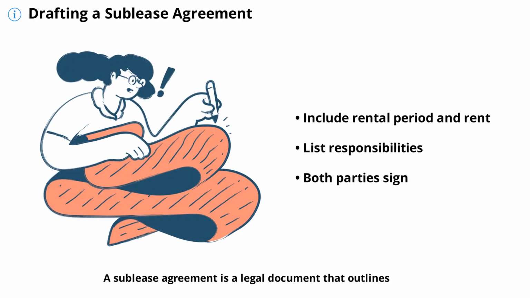A sublease agreement is a legal document that outlines the terms between the original tenant and the subtenant. It should include details like the rental period, rent amount, security deposit, and responsibilities for utilities and maintenance. Both parties should sign the agreement, and it's wise to have the landlord review it as well. A clear, written agreement helps prevent misunderstandings and protects everyone's interests.